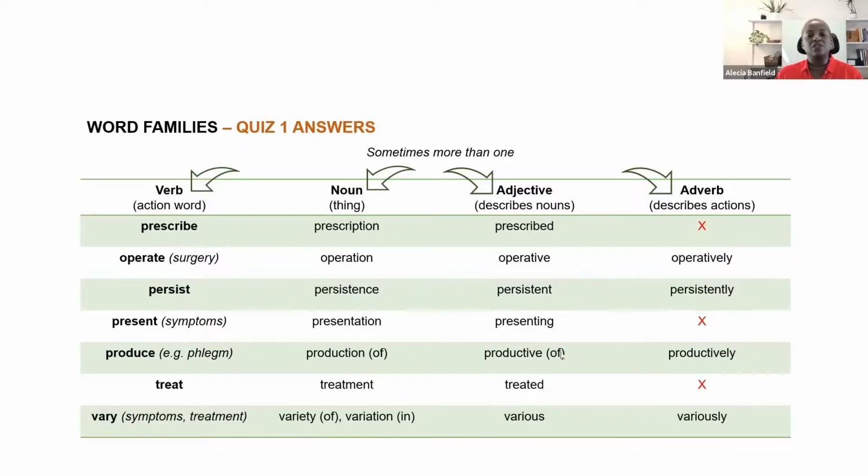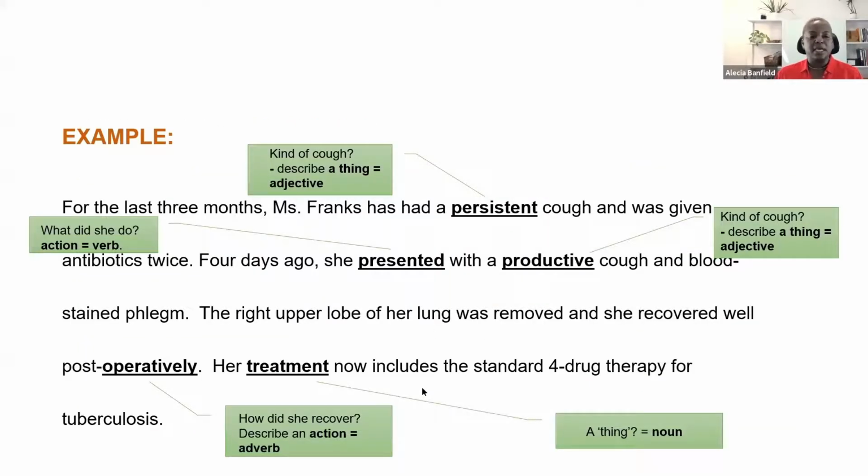So let's see some of these words in action. Here in this example, you see a short text, which I will now read. For the last 3 months, Ms. Franks has had a persistent cough and was given antibiotics twice. 4 days ago, she presented with a productive cough and blood-stained phlegm. The right upper lobe of her lung was removed, and she recovered well postoperatively. Her treatment now includes the standard 4-drug therapy for tuberculosis.